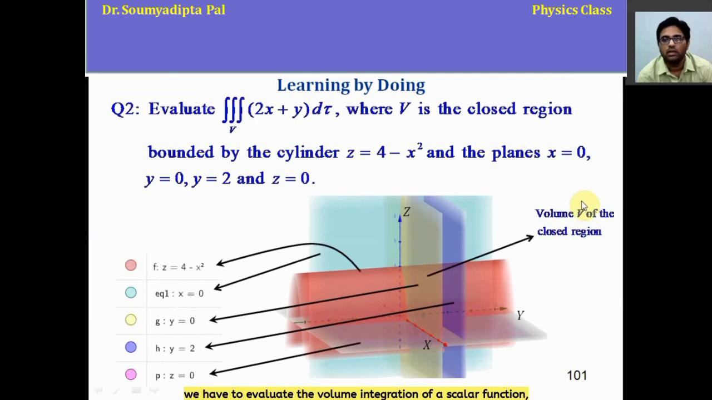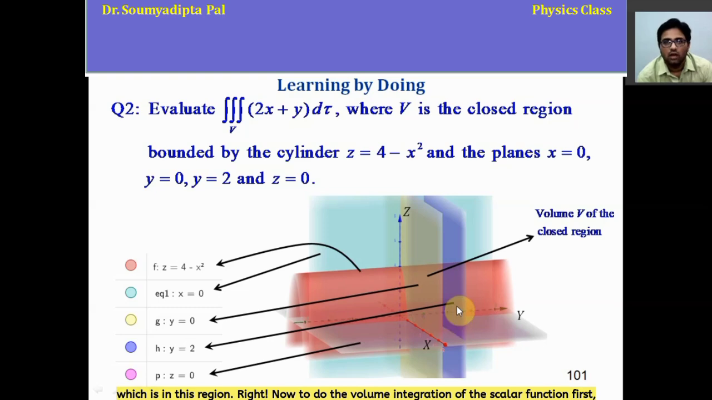Here, we have to evaluate the volume integration of a scalar function, which is 2x plus y. And volume here is the closed region bounded by the cylinder z equal to 4 minus x square and the planes x equal to 0, y equal to 0, y equal to 2 and z equal to 0 planes, which is in this region, right?